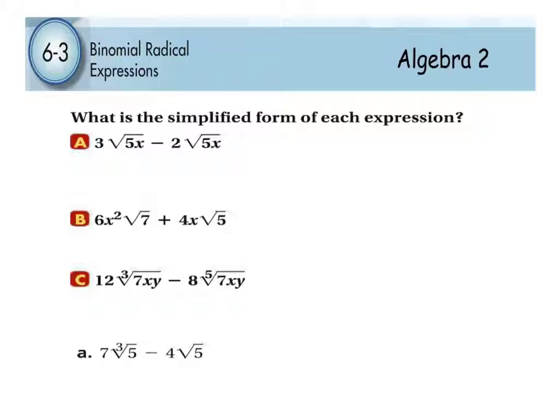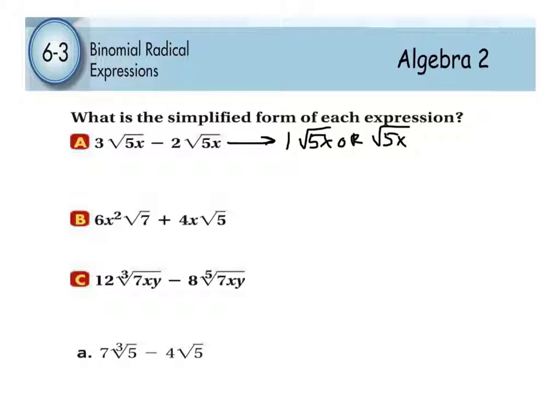What is the simplified form of each expression? As we look at this problem, first thing we're going to check is, are the roots the same? Those are both square roots. What's underneath the root, are they the same? They both have a 5x. So we are going to be able to combine these. 3 square root of 5x minus 2 square root of 5x is essentially just 1 square root of 5x, or you can just write the square root of 5x, that would be okay as well. Notice again, you treat the root just like you would a variable.